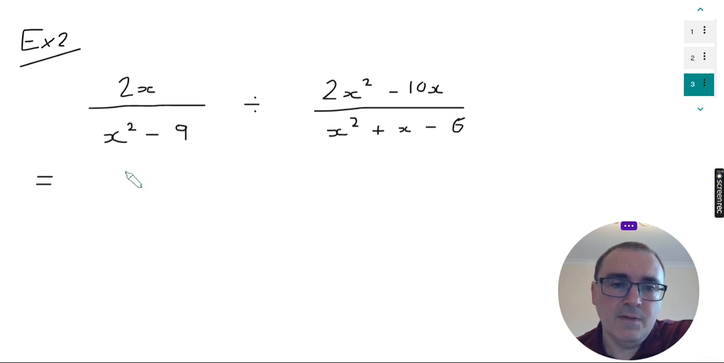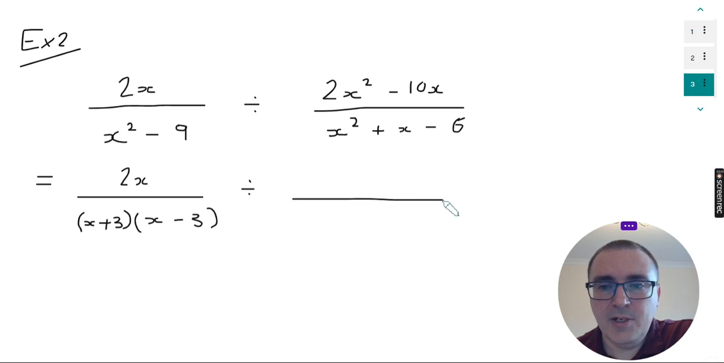The numerator of the first fraction cannot be factorised. The denominator of the first fraction, we can use the difference between two squares again. So the square root of 9 is 3. So we can put that into a double bracket as x plus 3 and x minus 3.